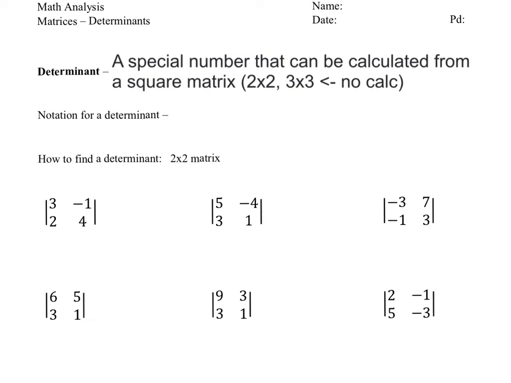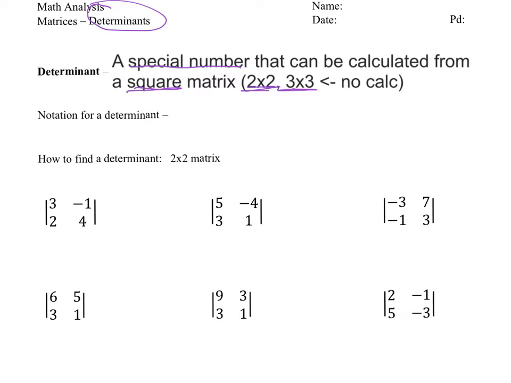Alright, so we are talking about determinants. This is a super big thing that is going to be involved in all sorts of different things that we do. It is a special number, a scalar, that can be calculated from a square matrix, so it has to have the same rows and same columns. We will only do 2x2s and 3x3s with no calculator. We probably won't even bother doing anything with a calculator. We'll just do 2x2s and 3x3s.